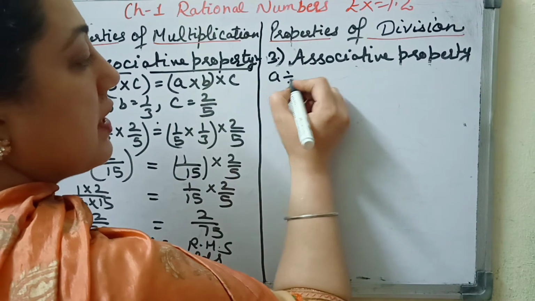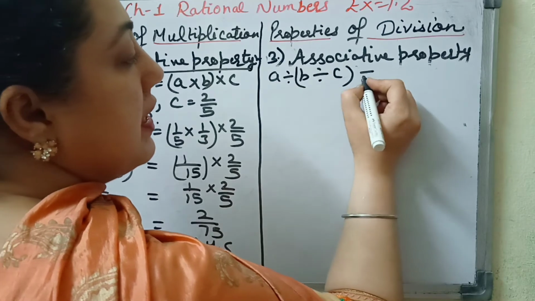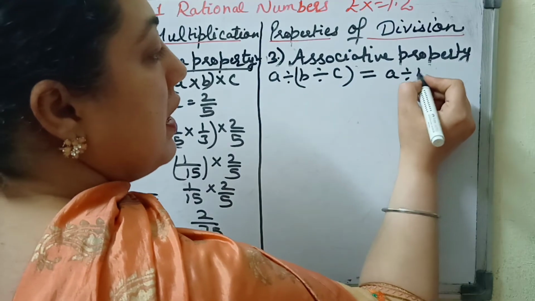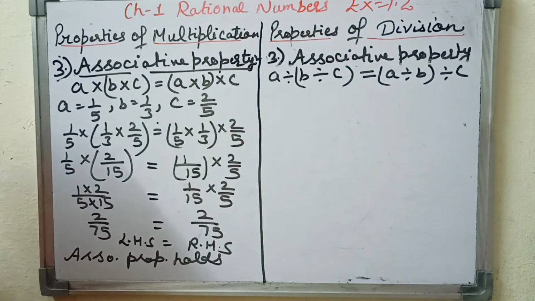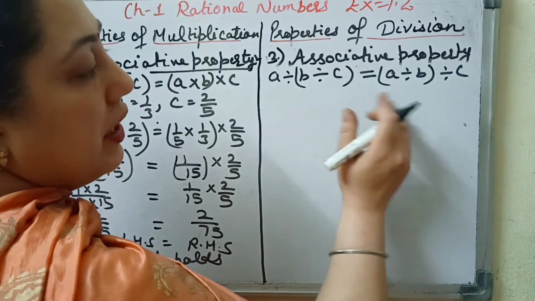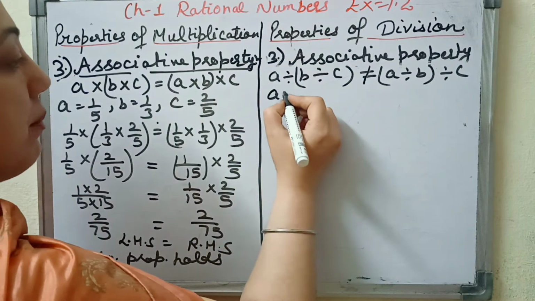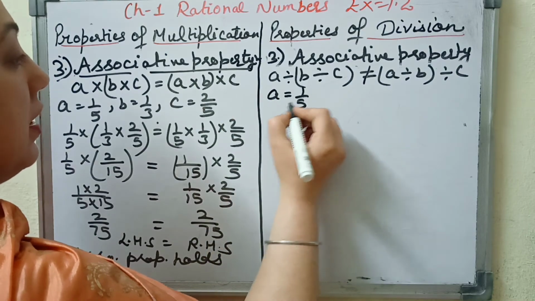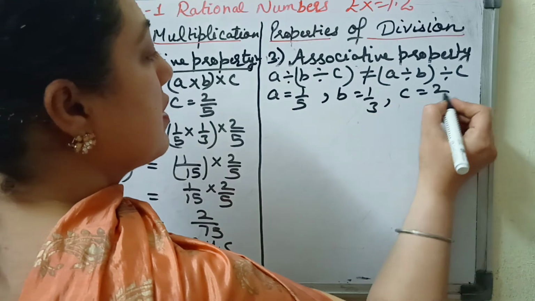Now let us look at whether the associative property holds in case of division. In case of division, according to the associative property, is A divided by B divided by C equal to A divided by B divided by C with the bracket in the other place? In case of division, the associative property does not hold because these two terms are never equal. Now let us take one example. Same example I will take here: A equal to 1 over 5, B equal to 1 over 3 and C equal to 2 over 5.